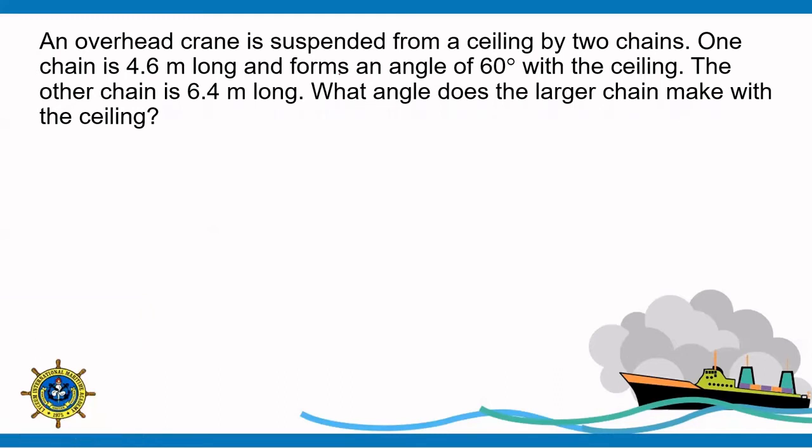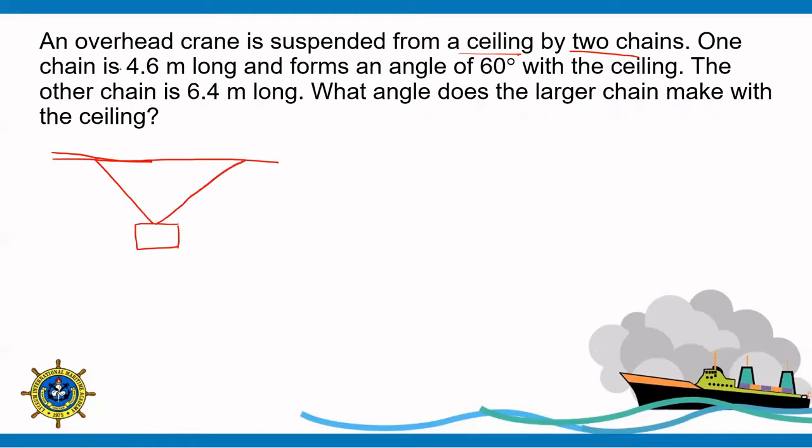Sabi dyan, meron tayong overhead crane that is suspended from a ceiling. So assume natin na itong straight line na to represents your ceiling. And then let's say itong box na to represents your overhead crane. Sabi dyan, it is attached to the ceiling by two chains. So assuming that this is your first chain, this is your second chain.